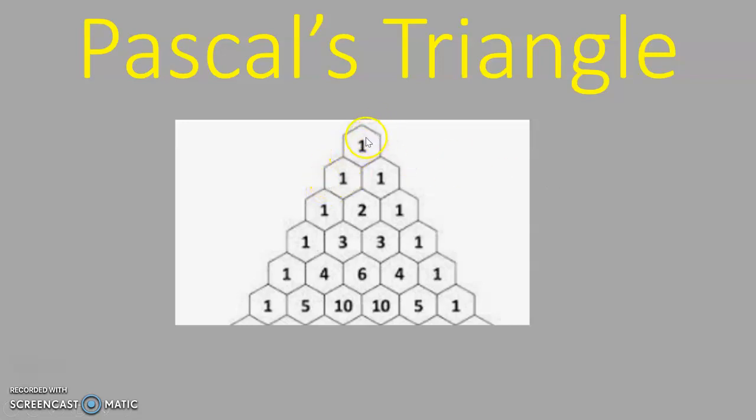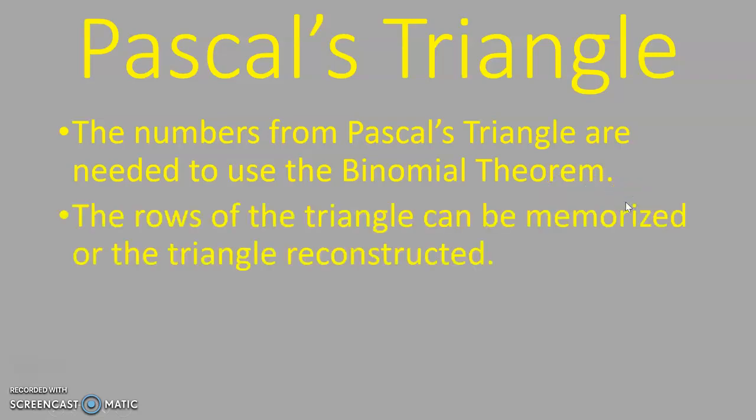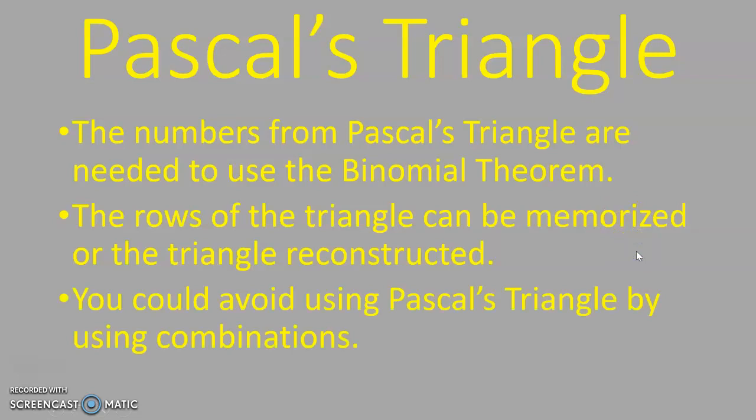To construct Pascal's triangle, every row that you see here begins and ends with a 1. And these non-ones, say take this 2 for example, is the sum of the numbers directly above it. So 1 plus 1 is 2, 1 plus 2 is 3, 3 plus 3 is 6, and so forth. You're going to need those numbers in the binomial theorem. You can memorize them or reconstruct the triangle as needed. You could also use something called combinations that we'll see in one of the examples here in a minute.